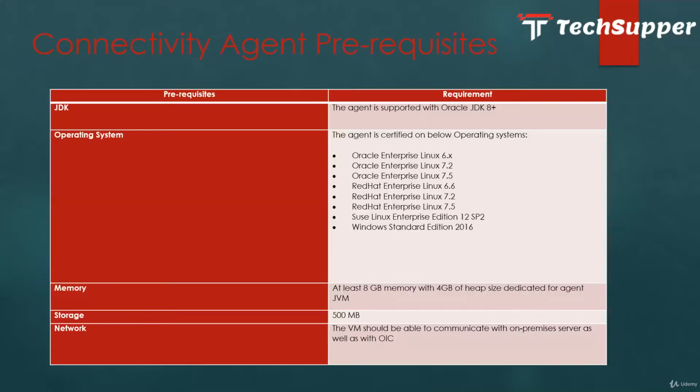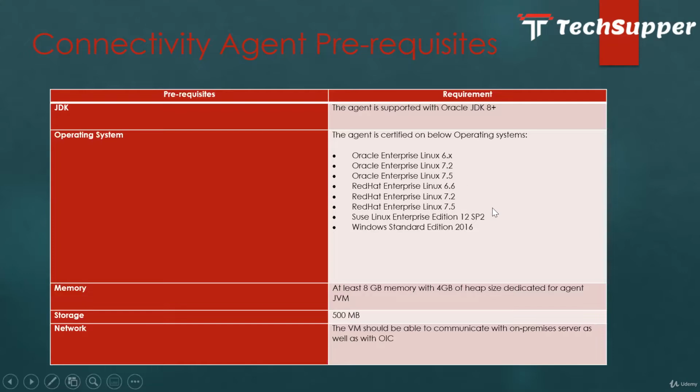So what are the prerequisites in order to install connectivity agent? The connectivity agents support Oracle JDK 8 plus. So only Oracle Java is required. Open source JDK is not supported, and the version should be JDK 8 plus.